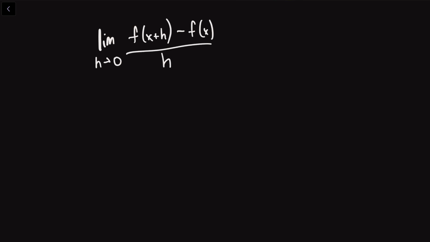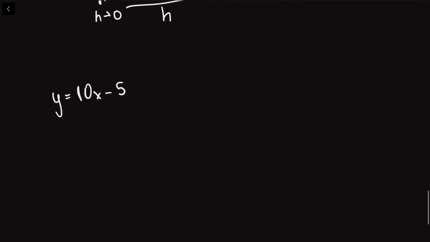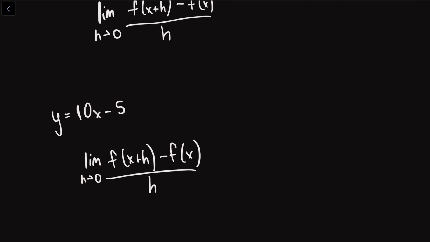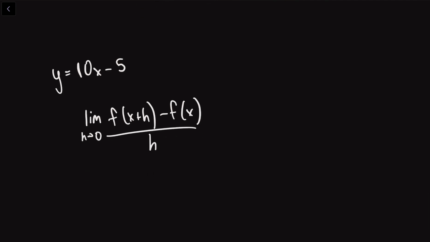Now let's try to use it. So let's say we wanted the derivative of y, where y equals 10x minus 5. To find the instantaneous rate of change, I'm throwing the other definition of a derivative at you: a derivative is the instantaneous rate of change. It's f of x plus h minus f of x over h. Okay, so this is the formula. First, we would plug in our function. So y equals 10x minus 5 is the same as f of x, since y is a function of x. That's why I'm writing it like this.